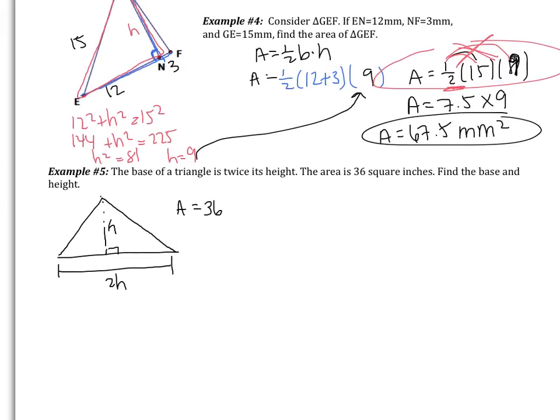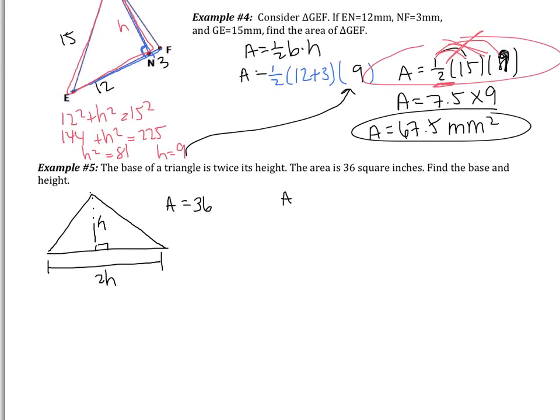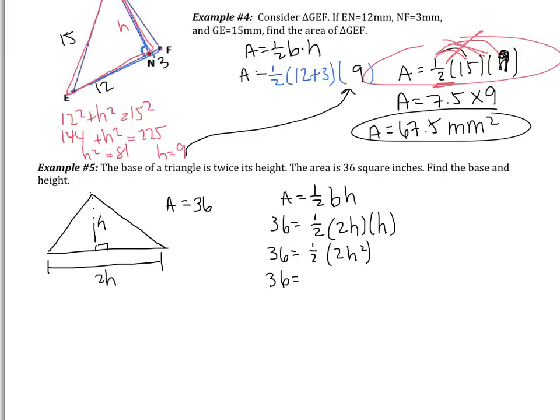We know that area is 1/2 base multiplied by height. My area is 36, so that's 1/2. The base is 2h, the height is h. Okay, so I'm going to keep that 1/2. 2h multiplied by h is 2h squared. Now, 1/2 and 2 cancel each other, so I get 36 equals h squared, and h equals 6.